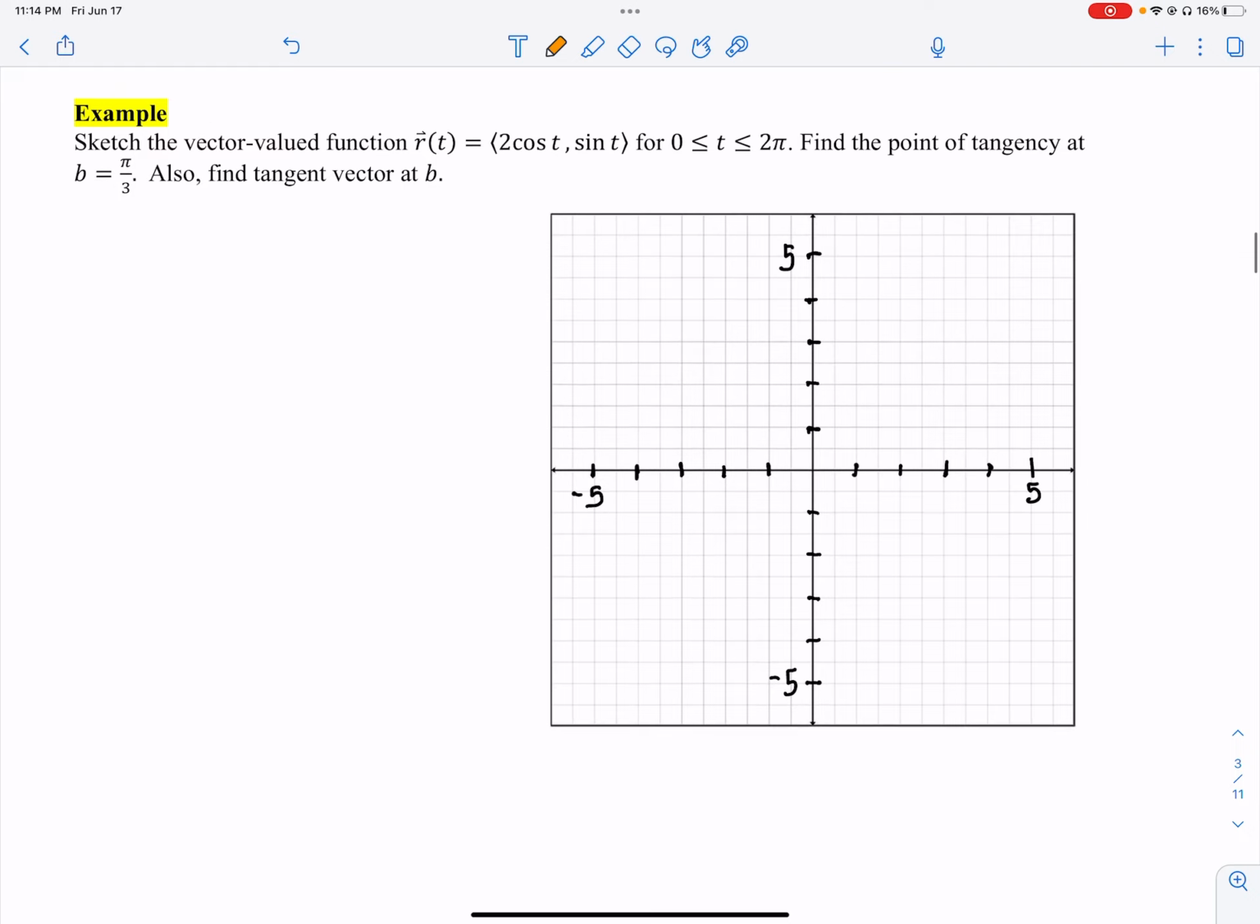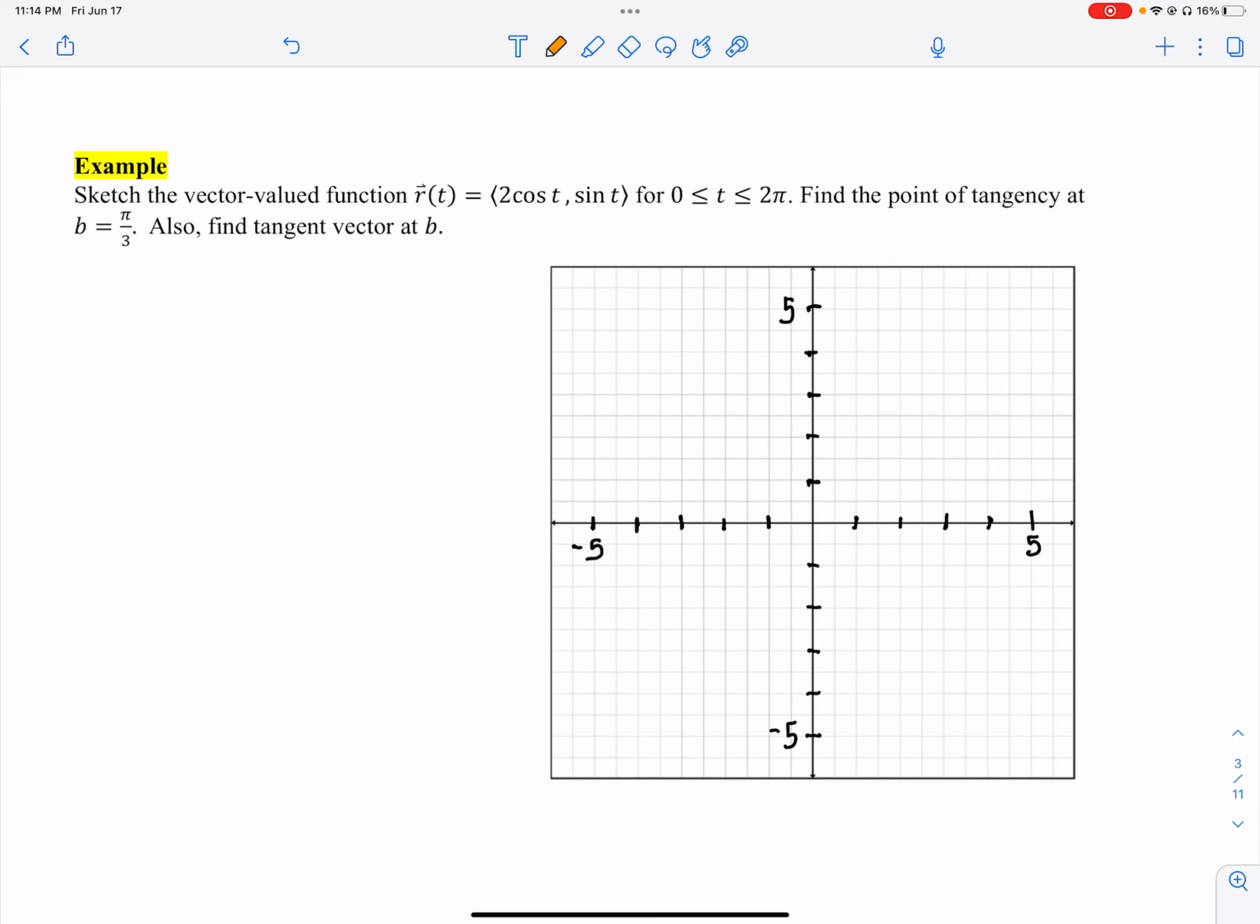All right, so now we're going to work through an example with a vector valued function, and we're going to graph it, and we're going to plot something called the point of tangency. You could probably guess what that means. This is the point on the curve that has that tangent vector. So we're going to find also the tangent vector at this b. Now, don't let this b trip you up. They're going to do stuff like this in exercises on homework and in stuff online. It just means a value of t.